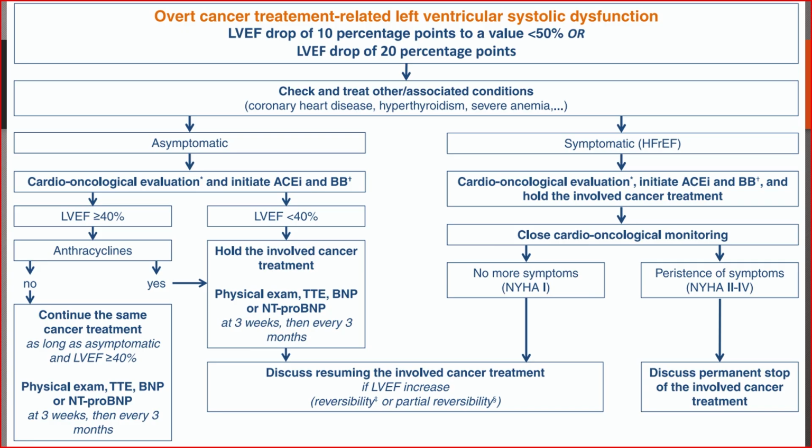On the other hand, if they're symptomatic, then the additional recommendation on top of cardio-oncology evaluation, starting cardioprotective therapy, is to hold the cancer treatment until you closely evaluate them and they're started long enough on cardioprotective therapy. If ultimately they improve, they're no longer symptomatic, then you can reassess the EF and discuss potentially restarting the cancer treatment. But if they remain symptomatic, then the recommendation is to discuss permanently stopping the treatment and also discussing other alternatives.